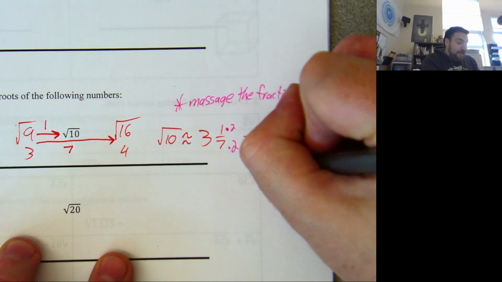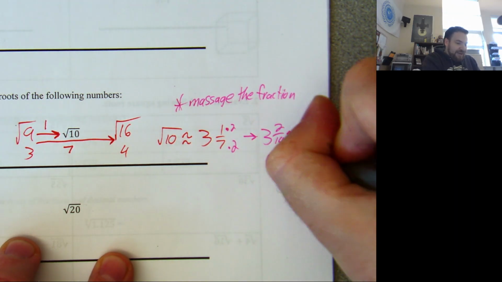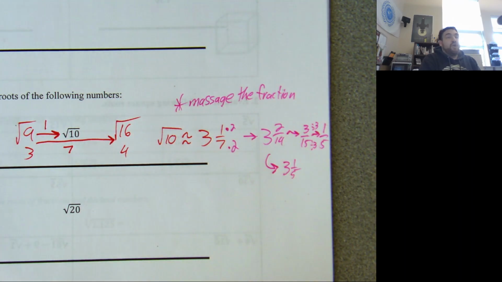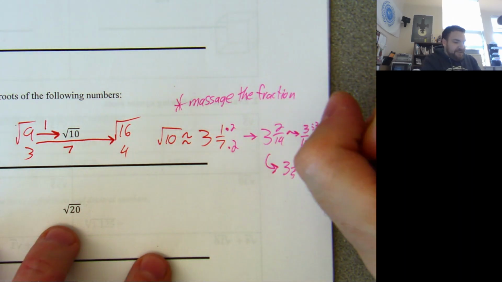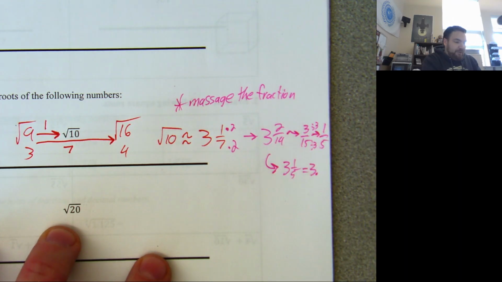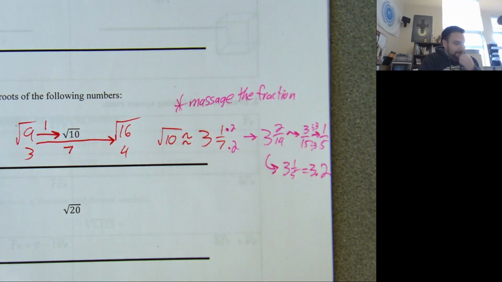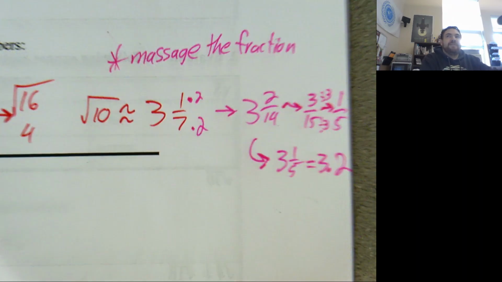So this is going to become, after I massage the fraction, 3 and 1/5, which is a nice little decimal. 3 and 1/5 is 3.2. Yeah, fifths all go up by 0.2s. I'll zoom in, Raven, so you can see what I'm doing there.